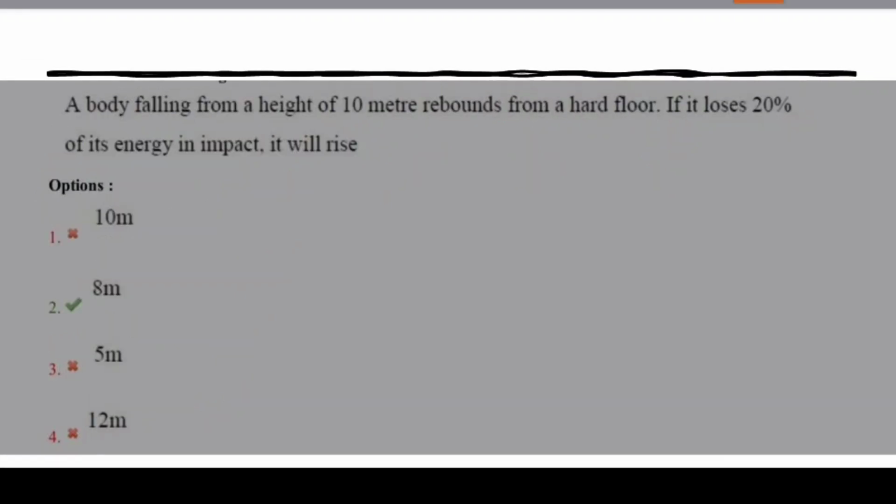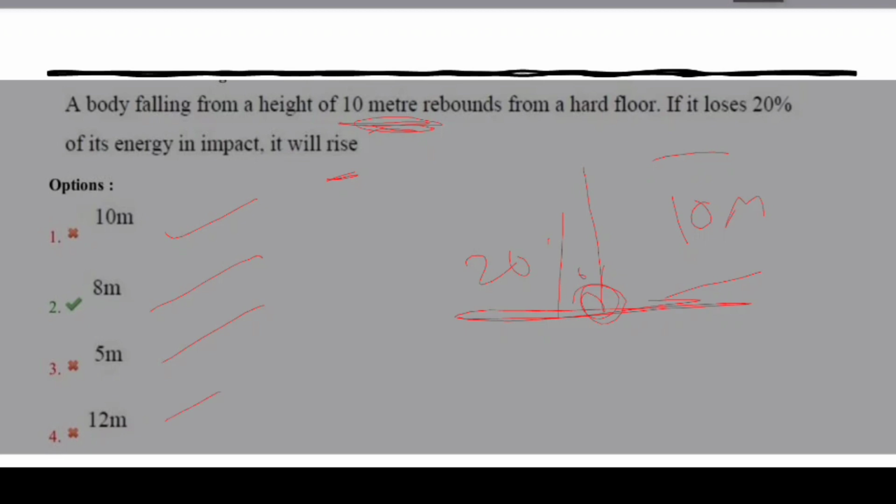The second question reads: a body falling from a height of 10 meters rebounds from a hard floor. If it loses 20% of its energy in impact, it will rise. Option A 10 meters, option 2 8 meters, option 3 5 meters, option 4 12 meters.